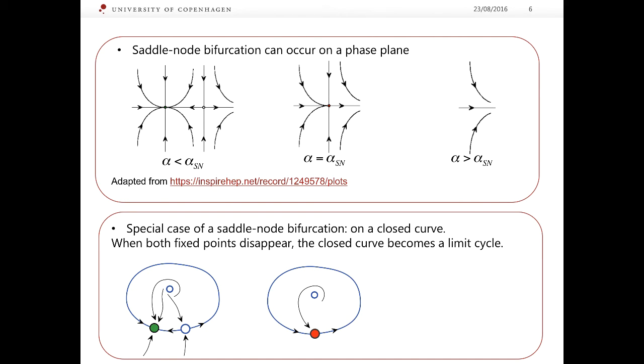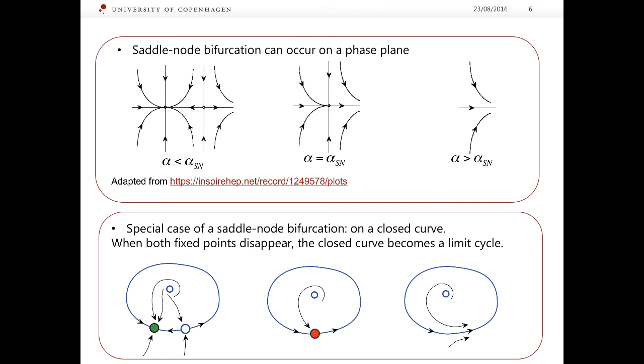When the parameter value takes its bifurcation value, the two points collide and disappear, and after the bifurcation, there are no fixed points any longer on this closed curve, and the closed curve becomes a limit cycle, which is an attractor. So what happens to the behavior of the dynamical system as a result of this bifurcation?